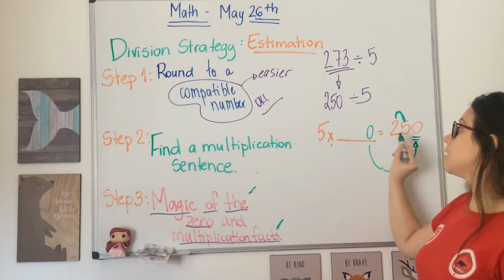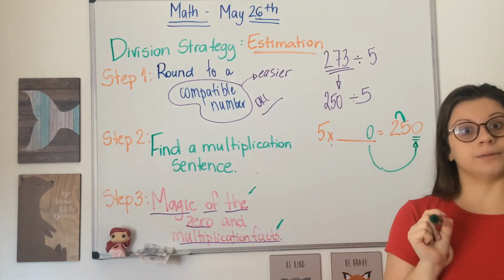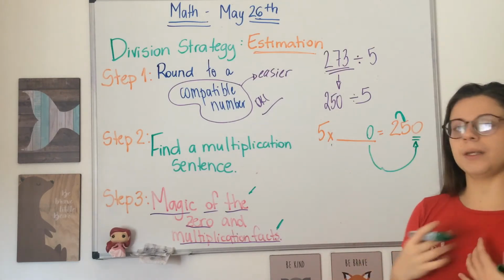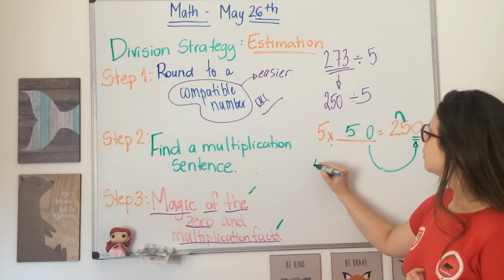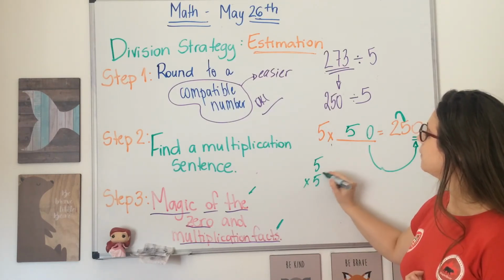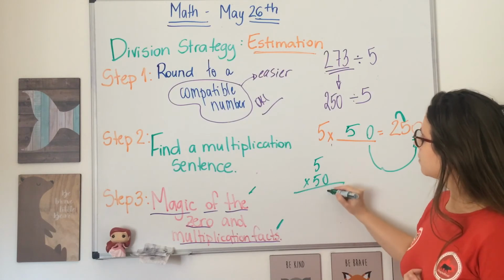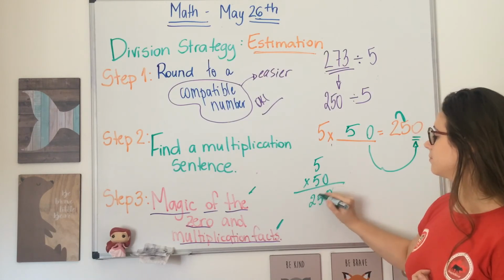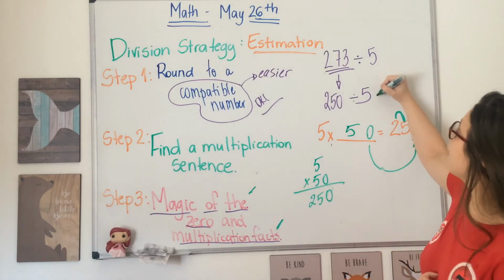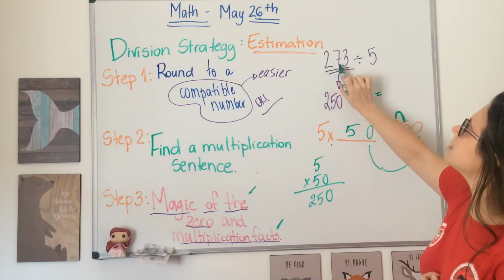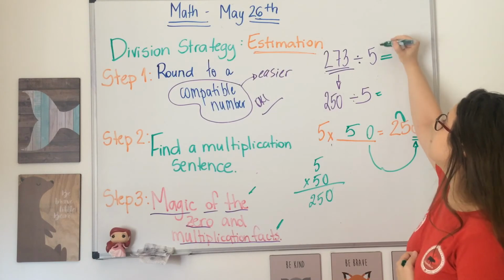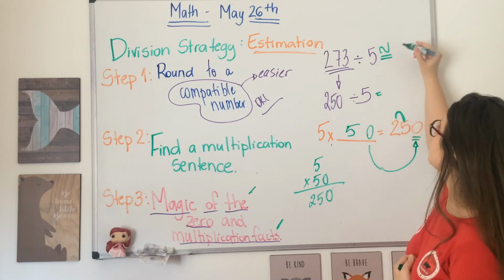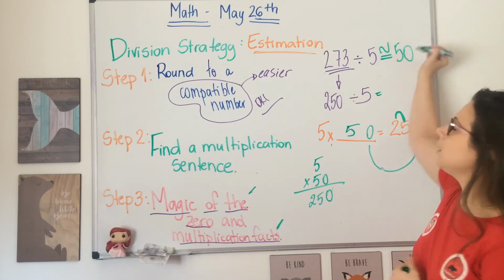So now I need to find the 25. 5 times which number is going to give me this 25? As I know my multiplication facts, 5 times 5. So 5. We can even check magic of the 0, 5. Okay? So I know that 273 divided by 5 is something around 50.